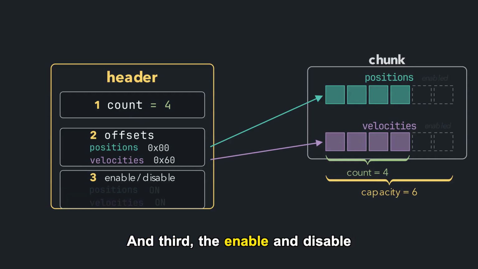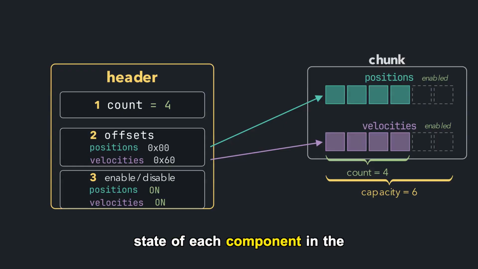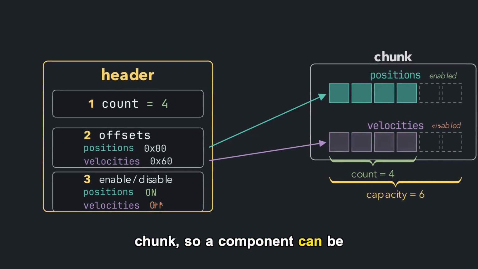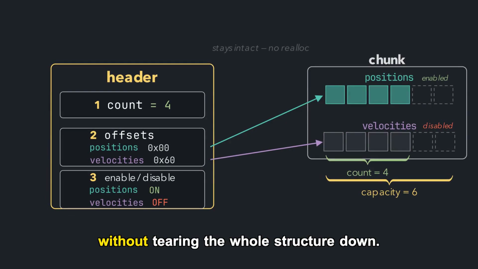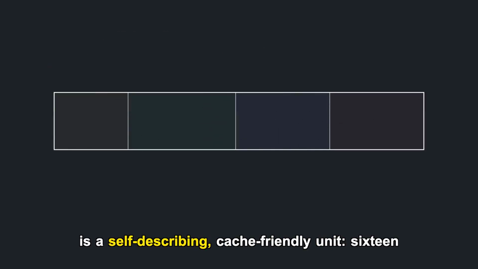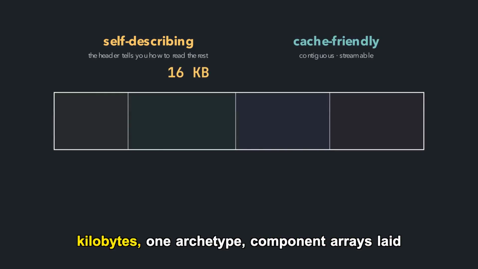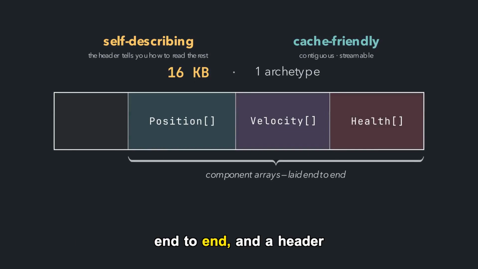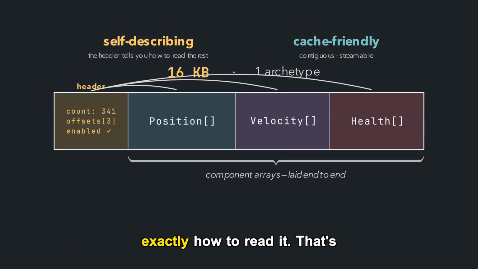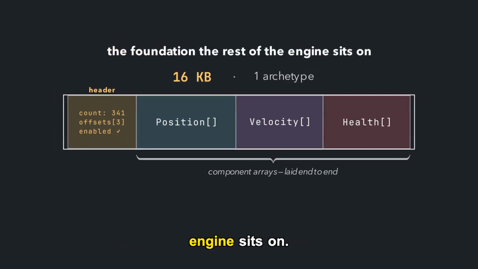And third, the enable and disable state of each component in the chunk, so a component can be switched off for the entities here without tearing the whole structure down. Put it together, and a chunk is a self-describing, cache-friendly unit. 16 kilobytes, one archetype, component arrays laid end to end, and a header at the front that tells you exactly how to read it. That's the foundation everything else in this engine sits on.